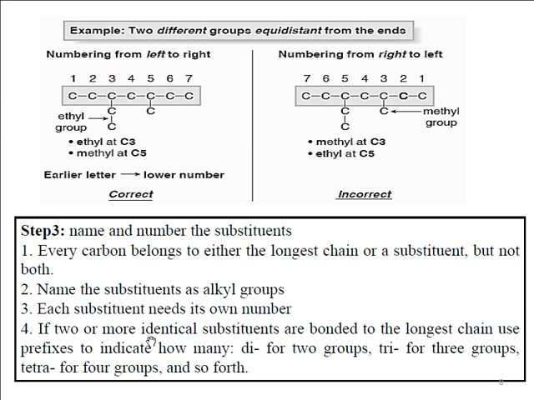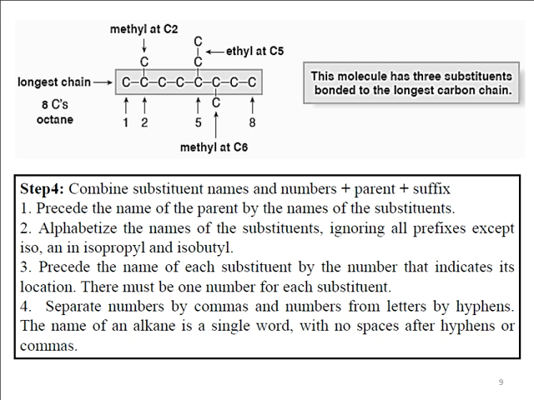If two or more identical substituents are bonded to the longest chain, use a prefix to indicate how many. Di for 2 groups, tri for 3 groups, tetra for 4 groups, and like that. I will give you an example for this point. If you have methyl and methyl here, it will be 3,5-dimethyl. Di means 2 groups.